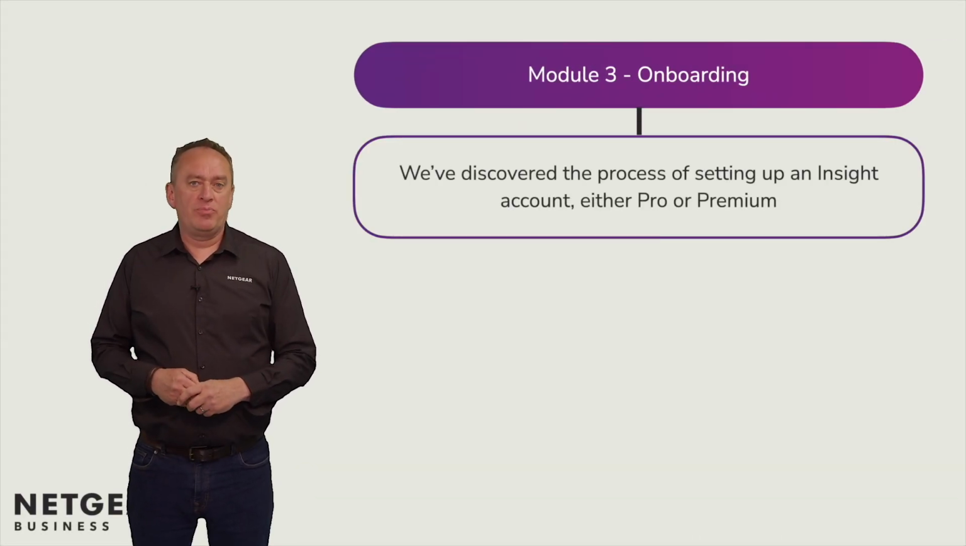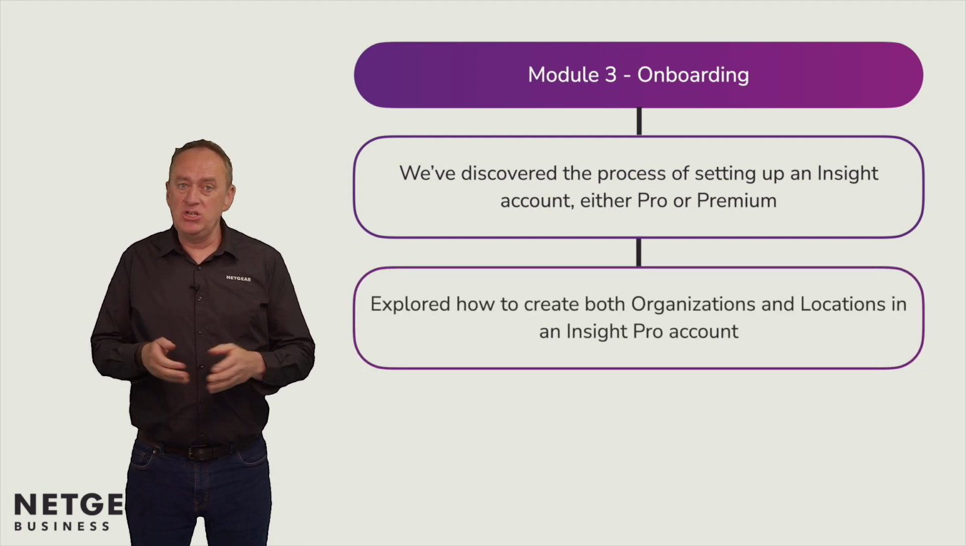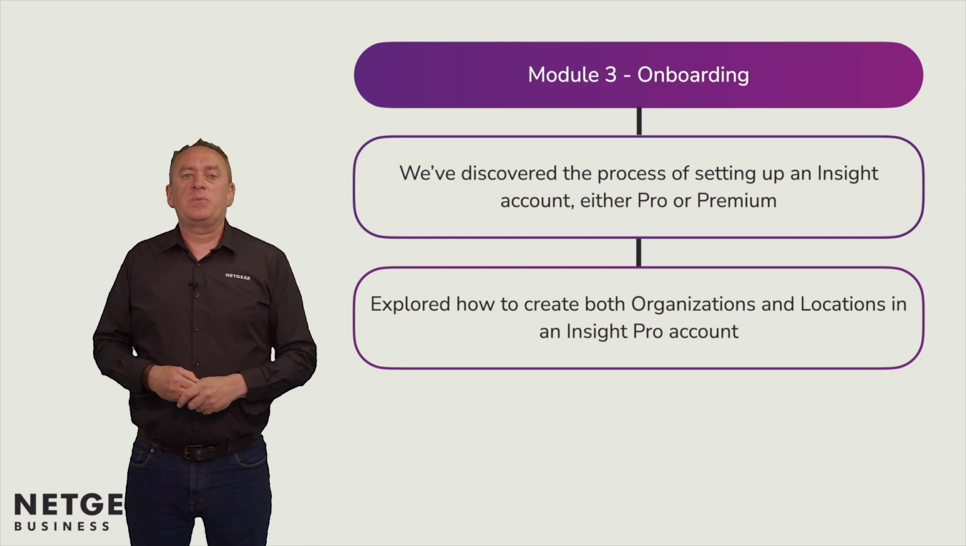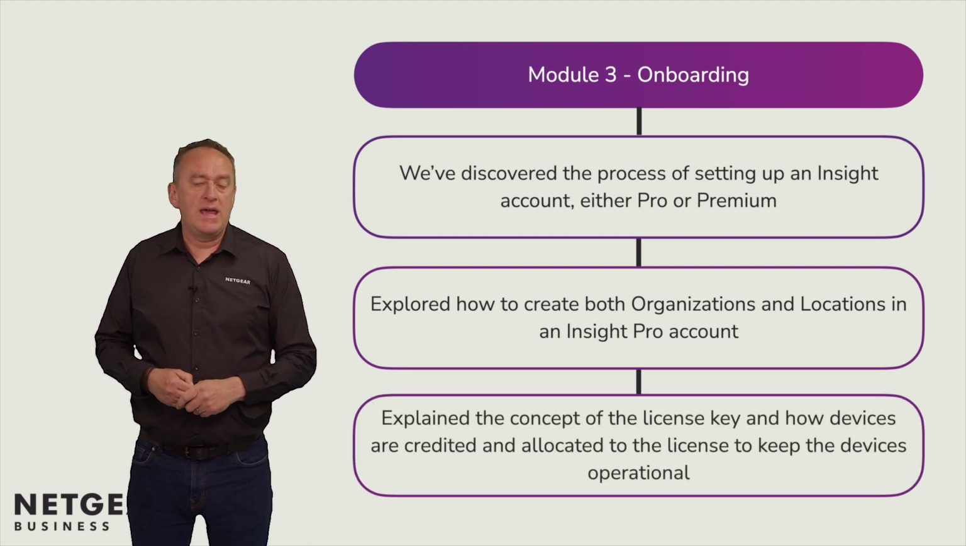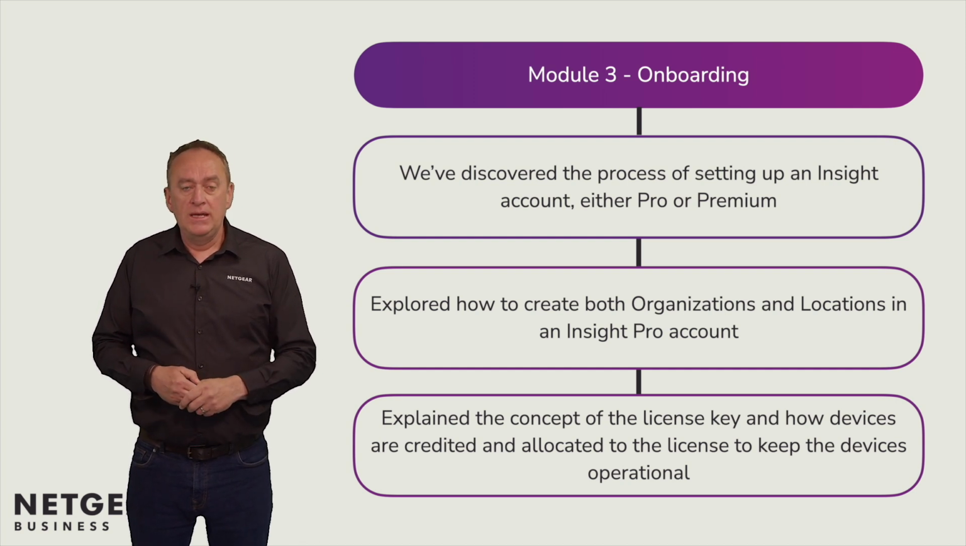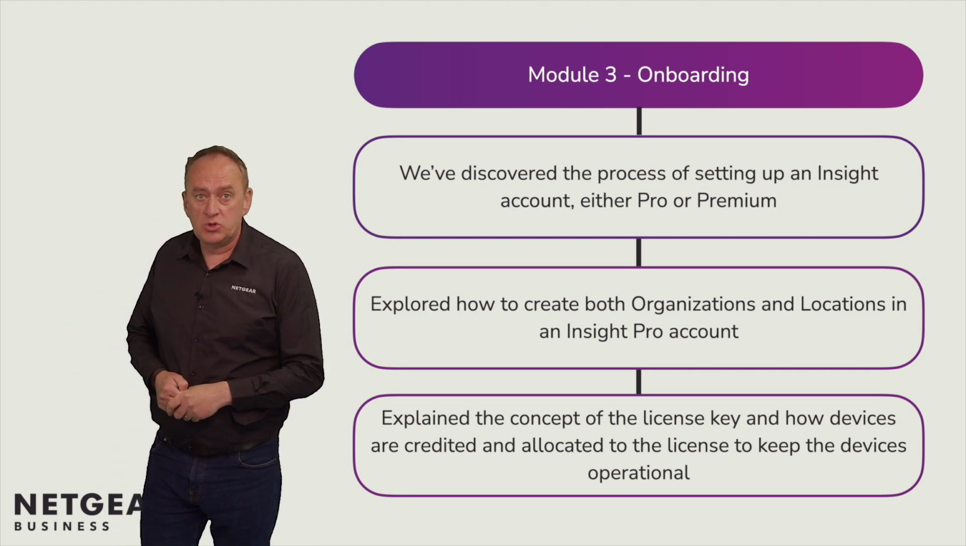In the last module, we looked at how to set up an Insight Pro or Premium account based on your organisation, location and user functions, based on their role within the project, as well as explain the concept of the license key and how devices are credited and allocated to the license to keep those devices operational. Let's once again have a quick reminder of the overall objectives for the course before we move on.